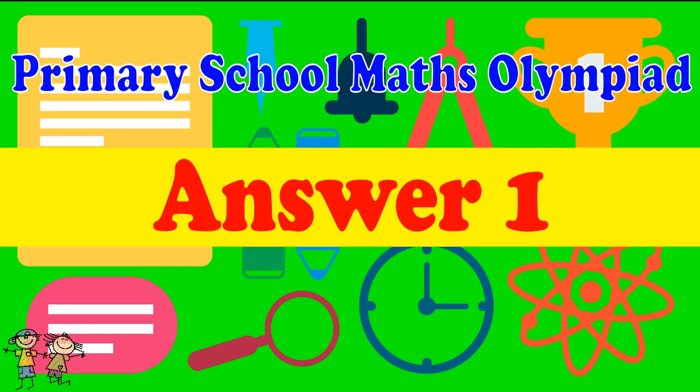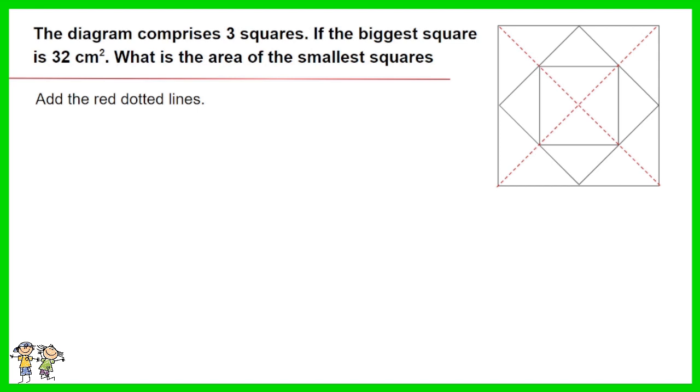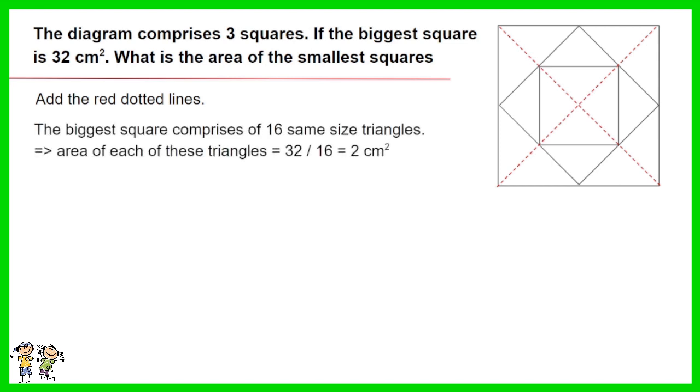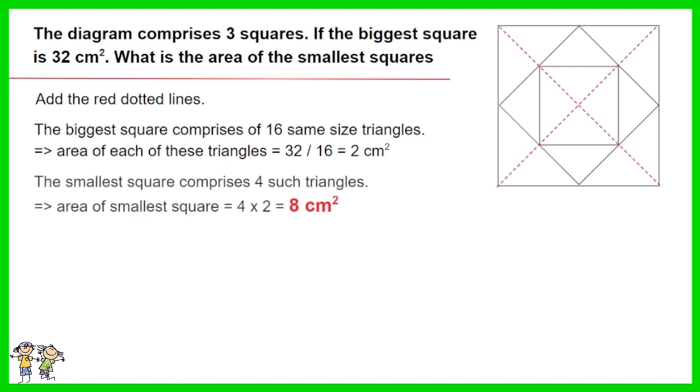Answer for question 1. Add the red dotted lines. The biggest square comprises 16 same-sized triangles. Thus the area of each of these triangles equals 32 divided by 16 equals 2 centimeters squared. The smallest square comprises 4 such triangles. Thus the area of the smallest square equals 4 times 2 equals 8 centimeters squared.